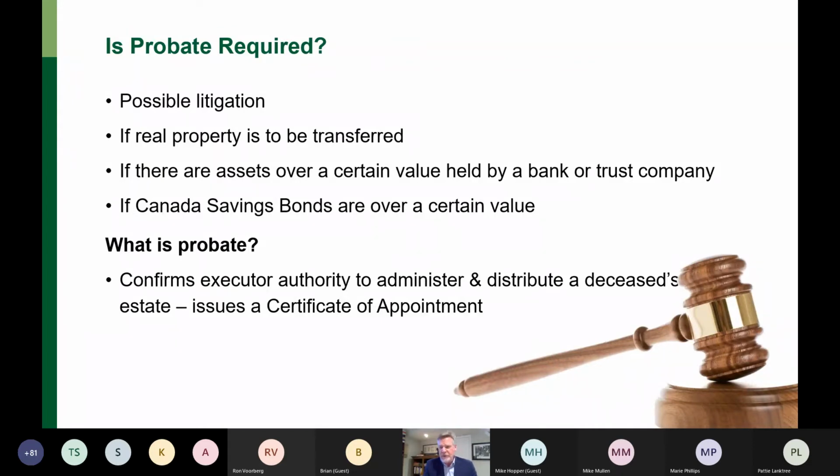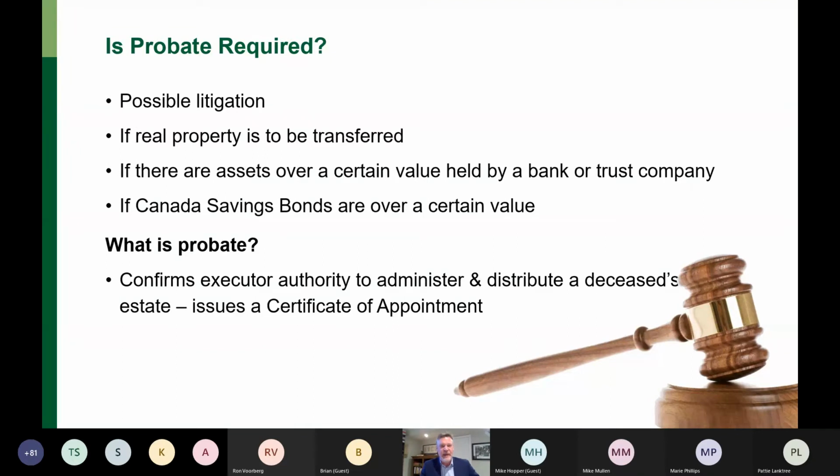So if there's possible litigation, you want to probate. If real property is to be transferred, you'll need to probate. If there are assets over a certain amount at a bank, trust, or credit union, etc., each of them has a certain amount that they'll distribute if you have not probated the will. And it actually isn't just at the bank, trust, and corporate level. It's actually done at the branch level. I'll share a little bit about my own experience with that. It can be quite confusing.